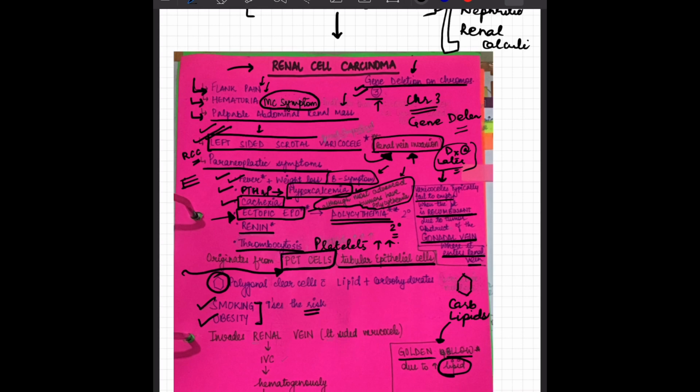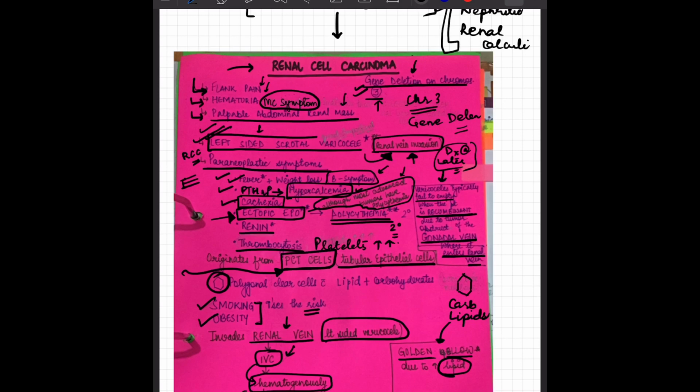Next, coming on to the important point. When renal cell carcinoma invades the renal vein, for example with a left-sided varicocele, it happens to affect the IVC. Then through the IVC it spreads hematogenously, that is systemically, to the lung and to the bones. In the bones, lytic metastases would be there.